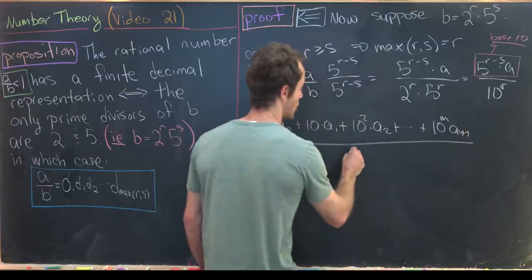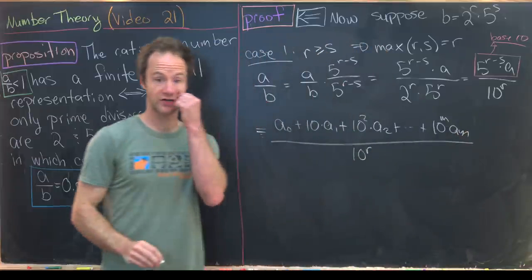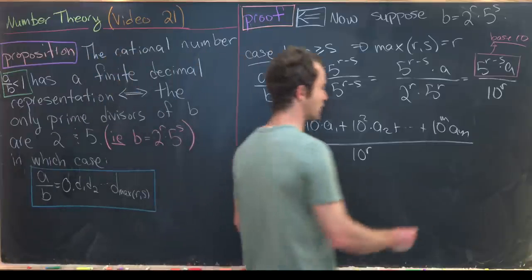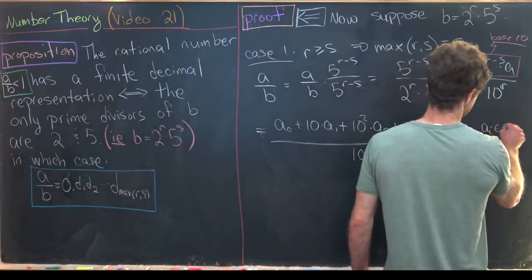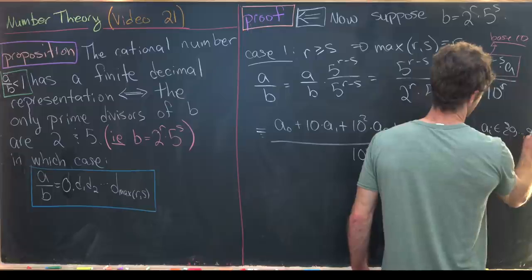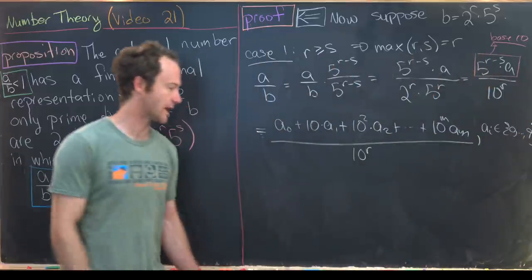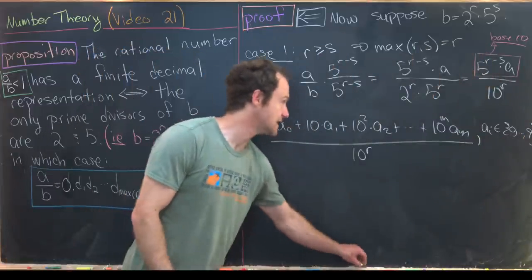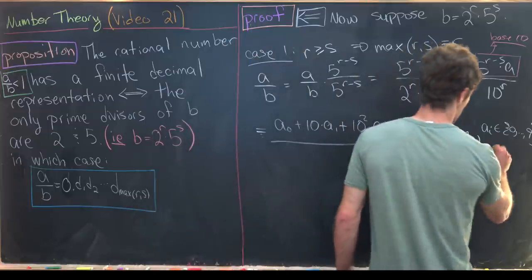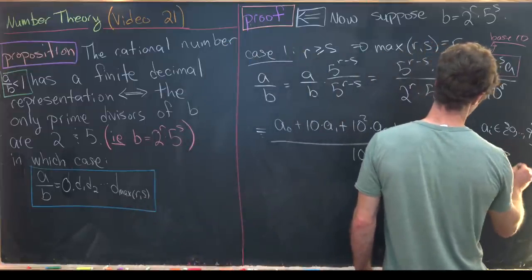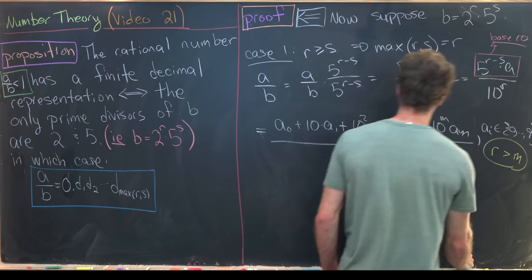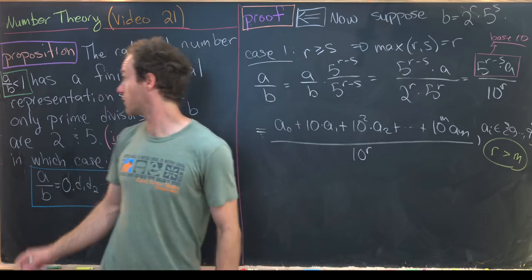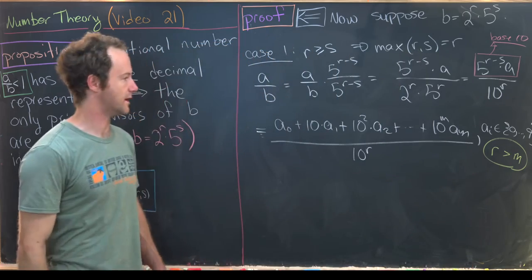And this is all over our 10 to the r term. And now here we know that all of these a_i's come from the set 0 through 9. Another thing that we know immediately is that r is bigger than m. And we know that because our original number a over b is less than 1.